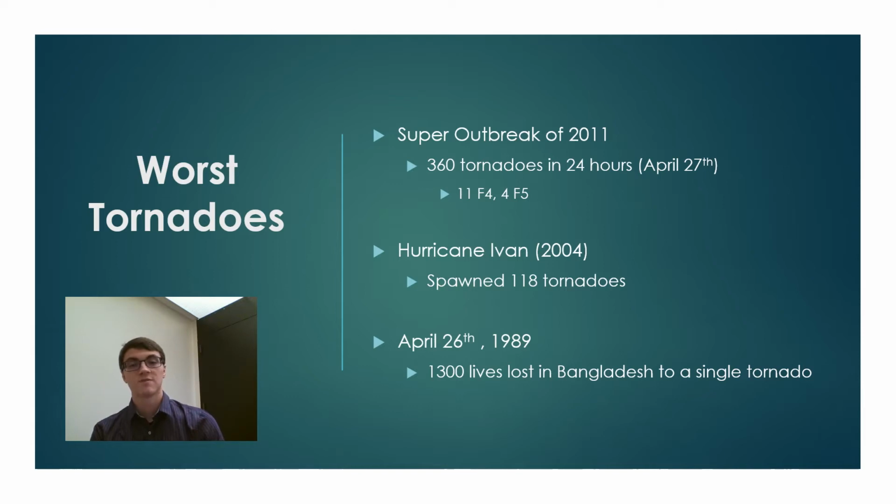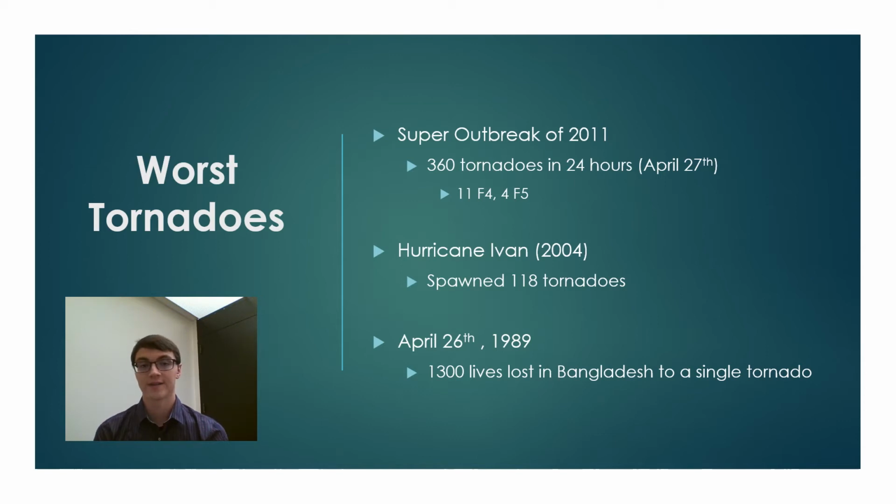360 tornadoes were spawned off of one storm. That is a lot. In 24 hours, too. 11 of them were F4, and 4 of them were F5. And if we remember, F4 has wind speeds of 207 miles per hour up to 260 miles per hour, while F5 has 261 to 318 miles per hour.